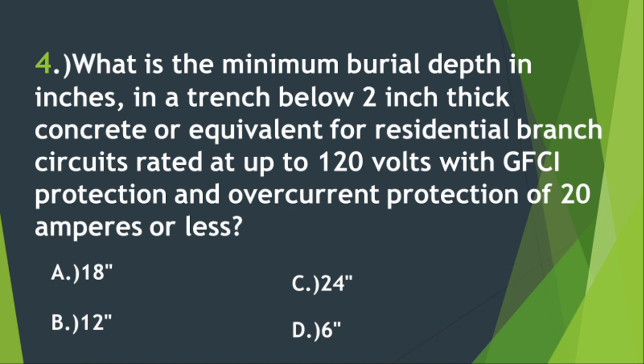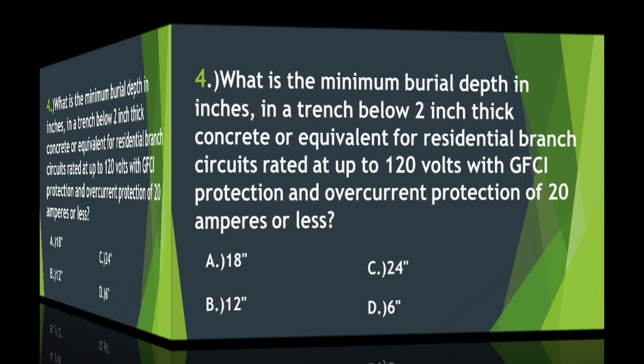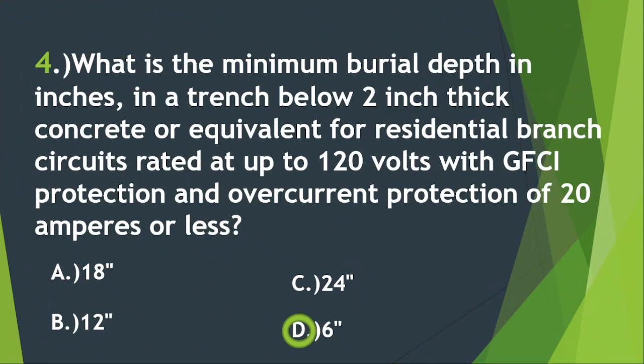Number 4. What is the minimum burial depth in inches in a trench below 2-inch thick concrete or equivalent for residential branch circuits rated up to 120 volts with GFCI protection and overcurrent protection of 20 amperes or less? A. 18, B. 12, C. 24, D. 6. The answer is D. 6.